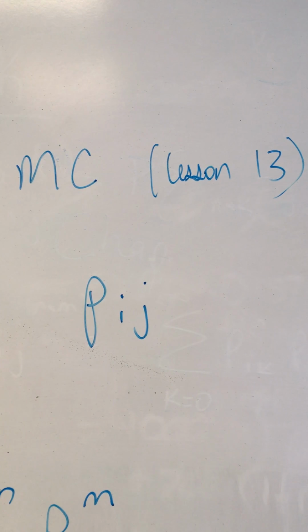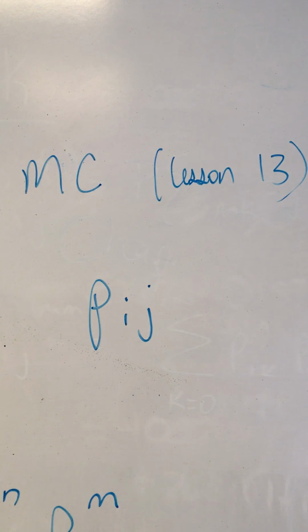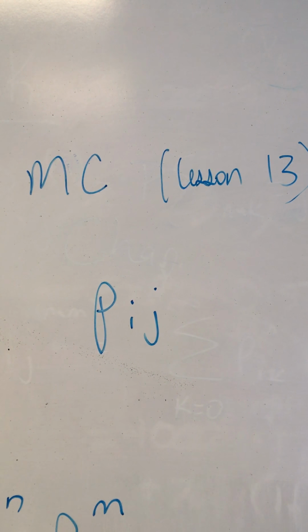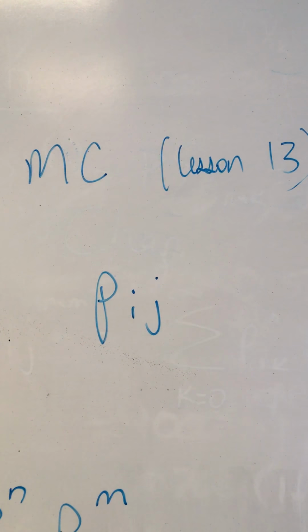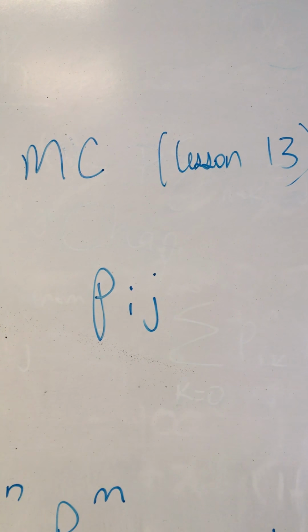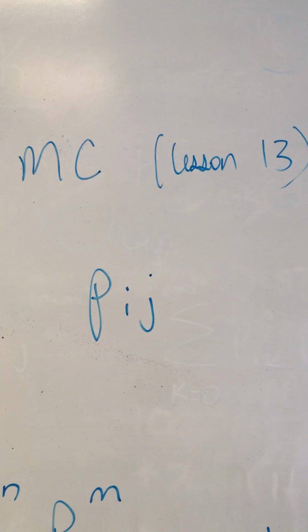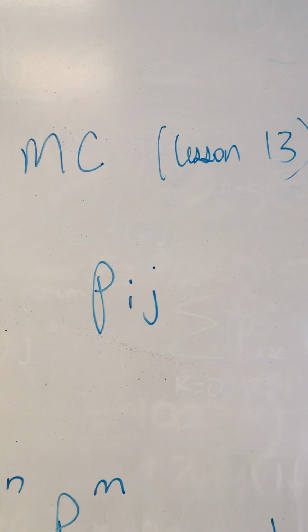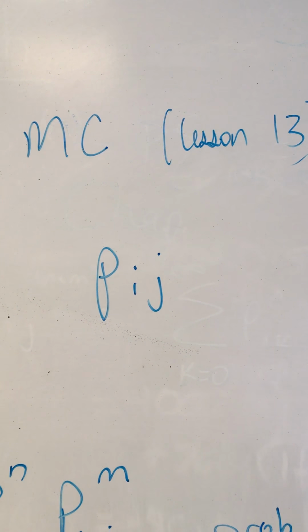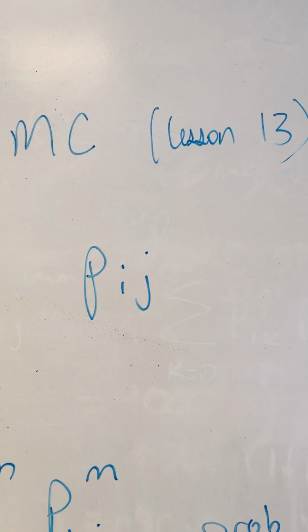Markov Chains, Lesson 2, also known as Lesson 13. So we've talked about single-step transition probabilities: the probability of going from state i to state j in one time interval, whatever that time interval happens to be. Now we're going to talk about n-step transition probabilities. So what's an n-step transition probability?